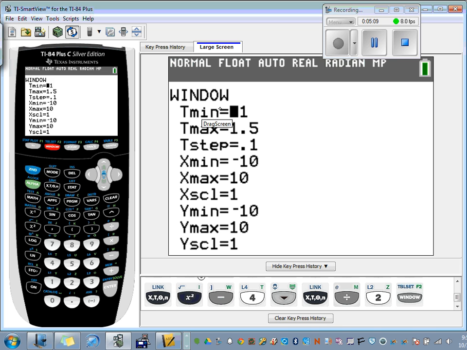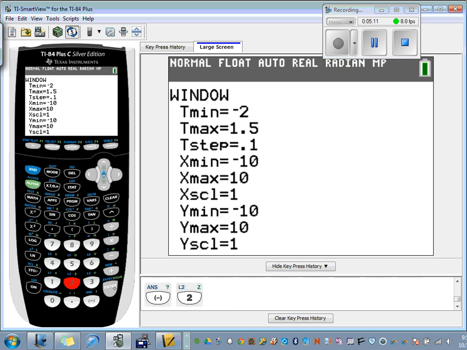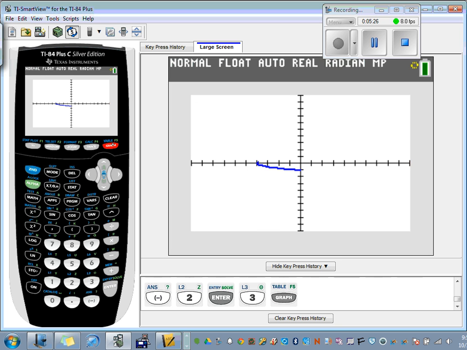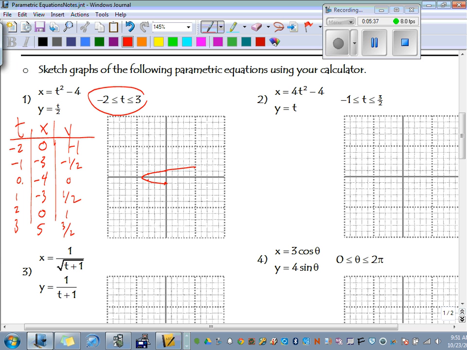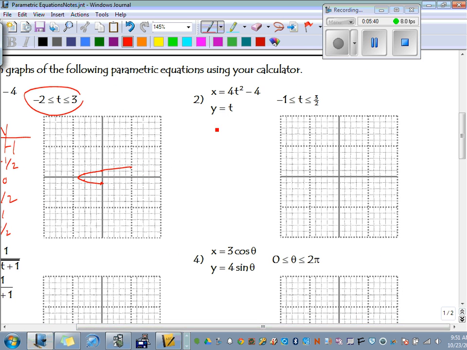So we have to put in a T-min. For this one it's going to be negative 2. T-max is 3. And your T-step is just 0.1. That's fine. You can just leave it as 0.1. Alright, now if we go ahead and graph this, we get our little part of a sideways parabola. Now, I want you guys to go ahead and graph number 2. So, go ahead and change your equation, make sure you change your parameters, and we're going to talk about the differences and similarities between graphs 1 and 2.